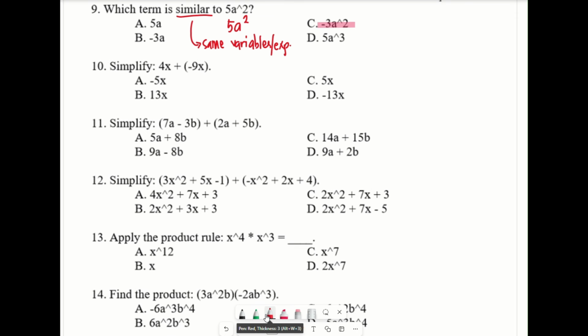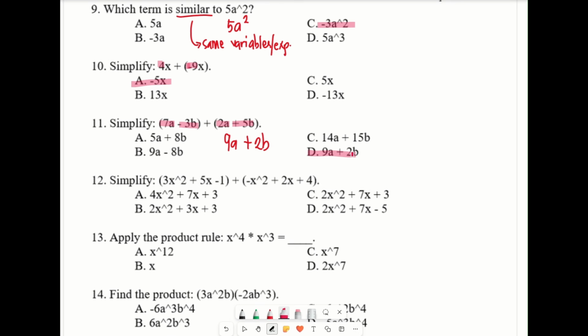Next, number 10. Simplify 4x plus negative 9x. So, different sign, we have to subtract. We'll get here negative 5x. Okay, so again, 4 plus negative 9, that is negative 5. Next, 11, simplify 7a minus 3b plus 2a plus 5b. So 7a plus 2a, we get 9a. And then negative 3 plus 5, so that will be positive 2b. Okay, we get letter D.